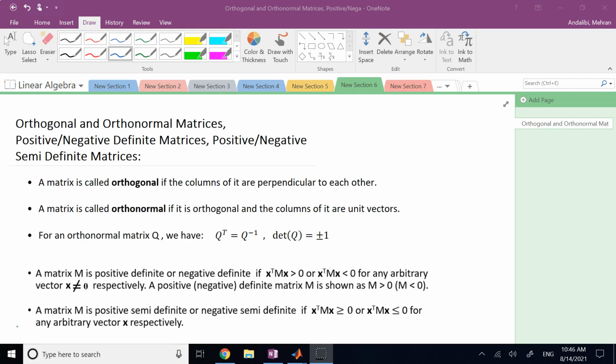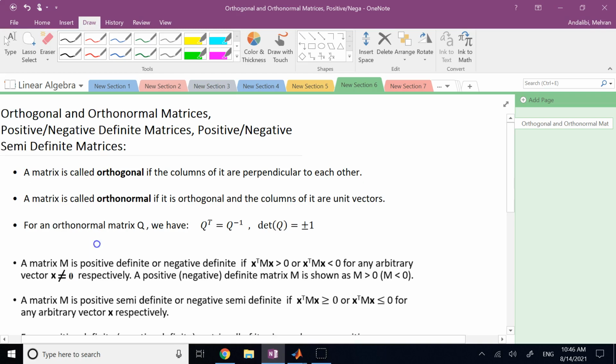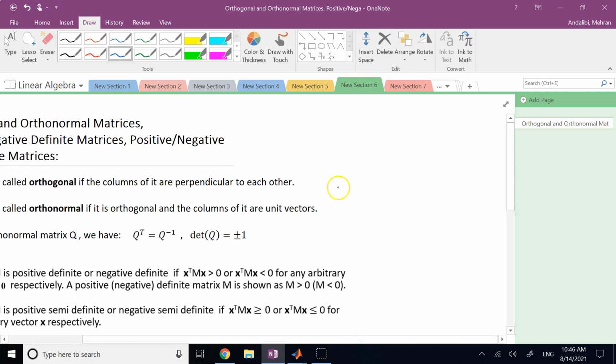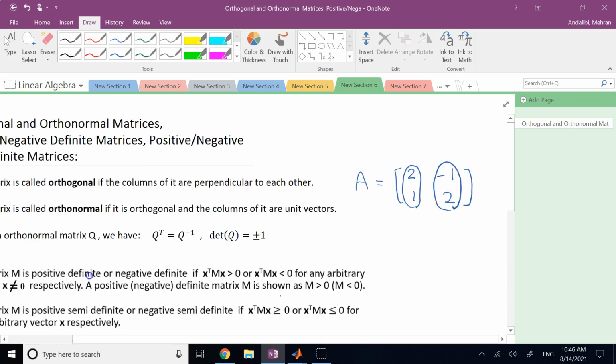So an orthogonal matrix is a matrix that has columns perpendicular to each other, all of the columns. So each column is perpendicular to any other column. For example, if you have a matrix A, like 2 and 1 and negative 1 and 2, clearly the dot product of the first column and the second column is 0, which means they are perpendicular to each other. Okay, so this A is orthogonal.